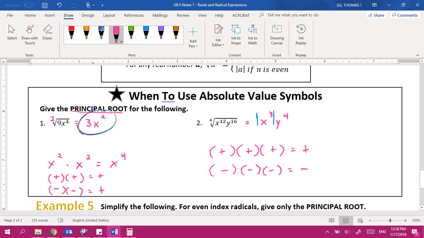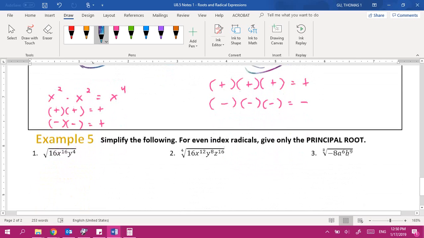So the answer is like an odd. Exactly. When you have the even index and then you come out with the odd exponent, you need the absolute value around there when it's asking for the principal root, because principal root is asking you to make sure it's positive. Otherwise it doesn't matter. So let's take a look at some examples and then we'll be finished over here.